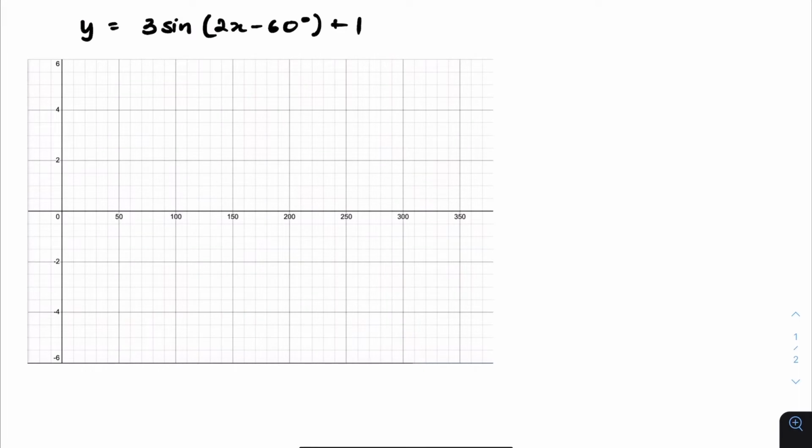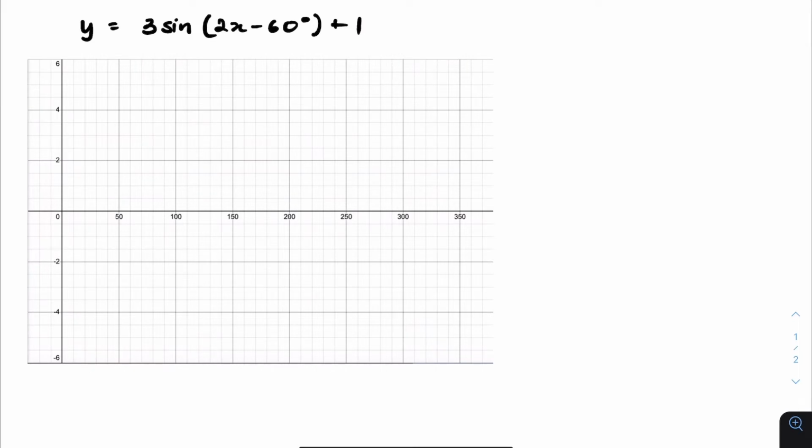Hi guys, so in this video we're going to be going over some practice problems with transforming trig functions. So I've got this function in front of me, y equals 3 sine (2x minus 60 degrees) plus 1. And we're going to be drawing this and going through the process of doing so.